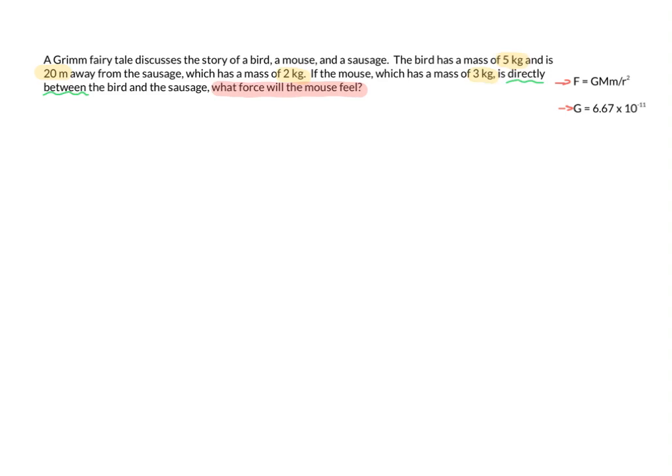So let's go ahead and get started. And I'm not going to start by listing out my givens because this is complex enough that drawing a picture is going to be helpful. So let's go ahead and draw our picture.